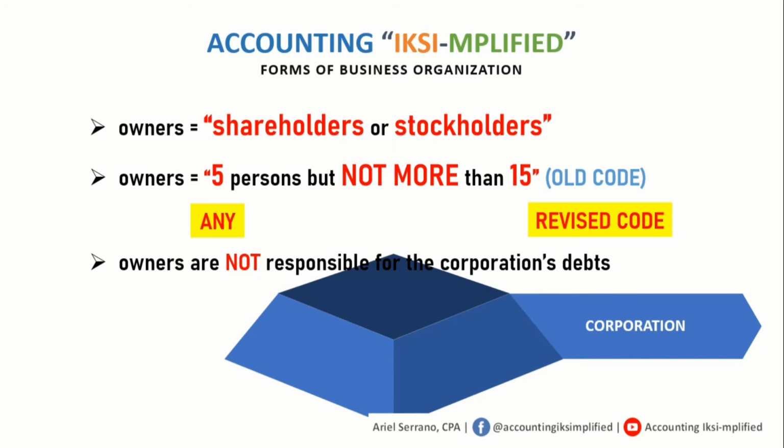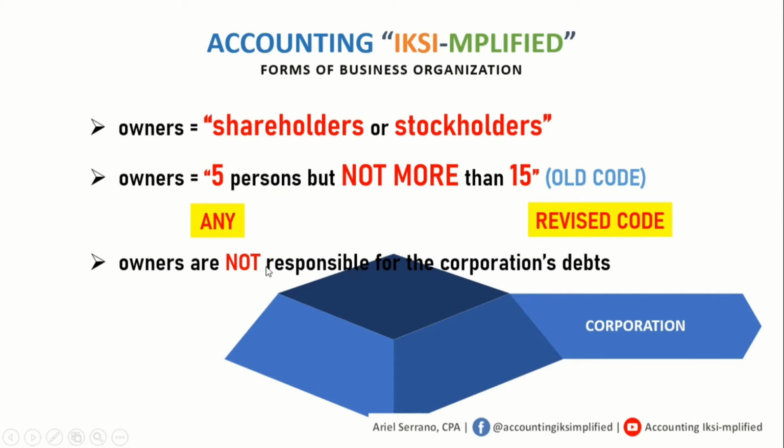Okay, now this is the third type, corporation, and this is more applicable for a lot of individuals. In this case, the owners are called the shareholders or stockholders of the business. And they represent 5 persons but not more than 15. However, this ownership in terms of the number of owners is based on the old code because recently the Philippine Corporation Code was revised. So we already have a revised code, and in that revised code, the 5 persons has been replaced by the term any, so that a corporation can be created even if there is only one person. Now, we won't be dealing with the technicalities of it, but more of the structure only.